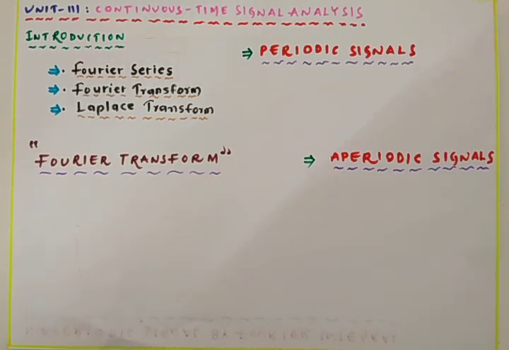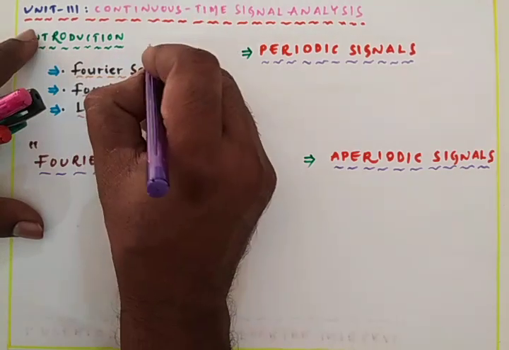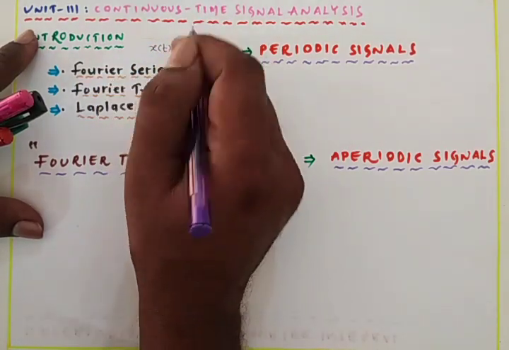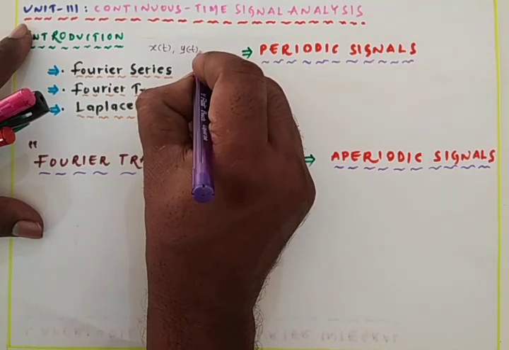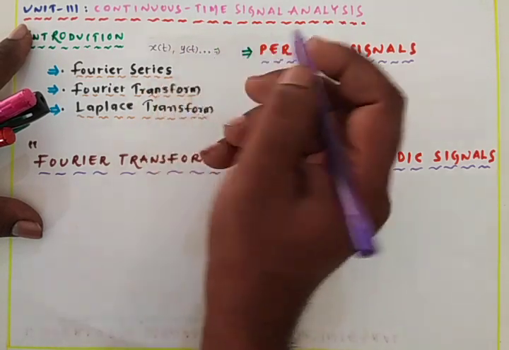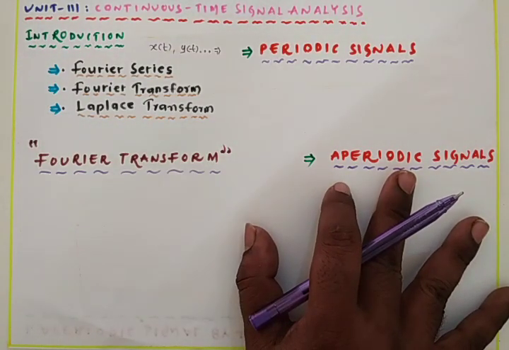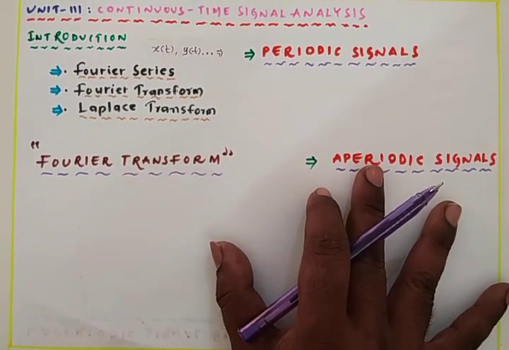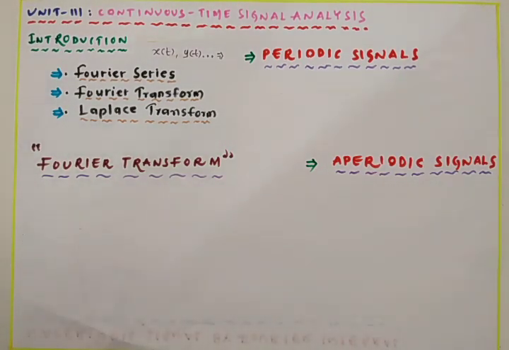However, the analysis of a signal is more convenient in the frequency domain. The point is very clear. So far, whatever signals we have discussed are all time domain signals only. That means we have studied the signal with respect to time, such as x of t and y of t. Like this, we have studied various types of signals. All these signals are continuous time signals, and these are time domain signals. That means if a signal is represented with respect to time, then that signal is called a time domain signal.